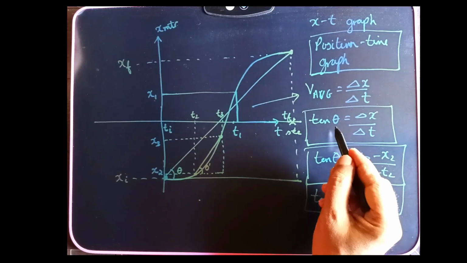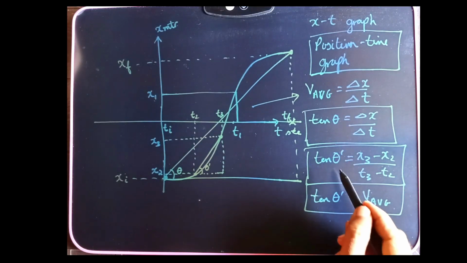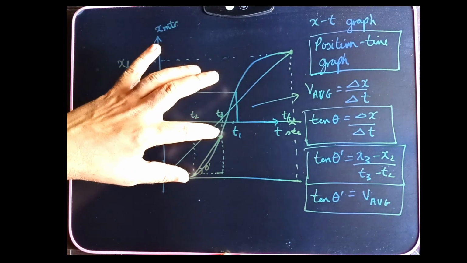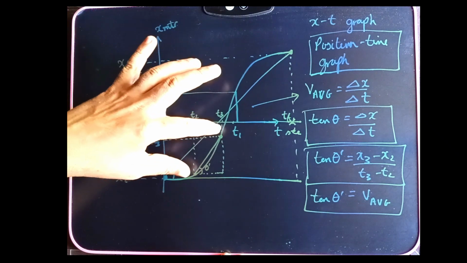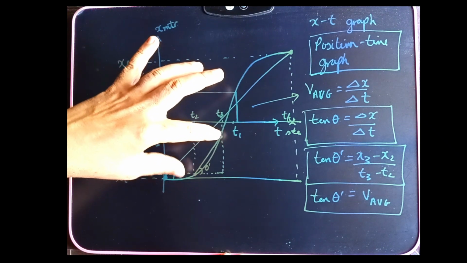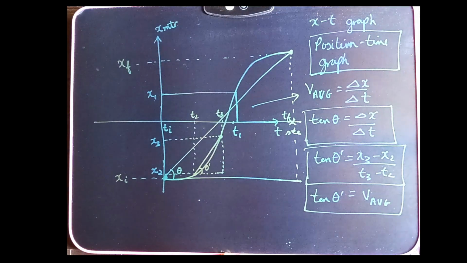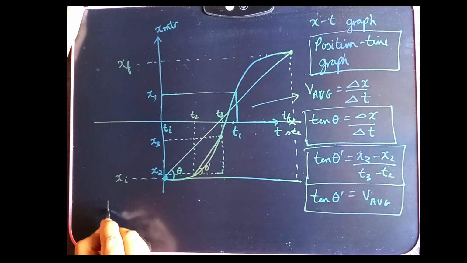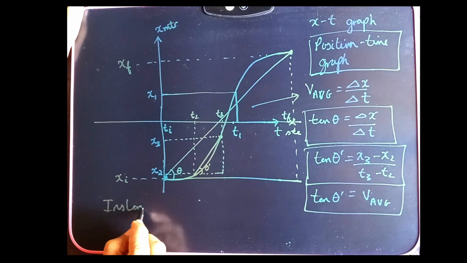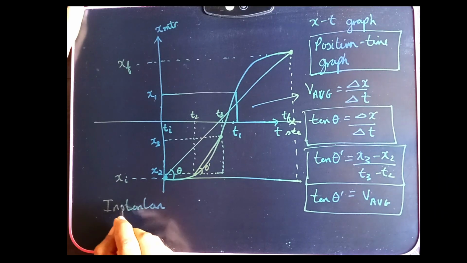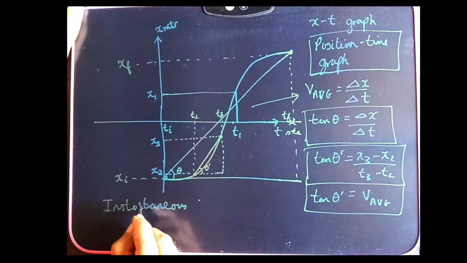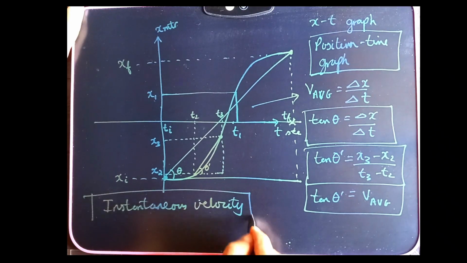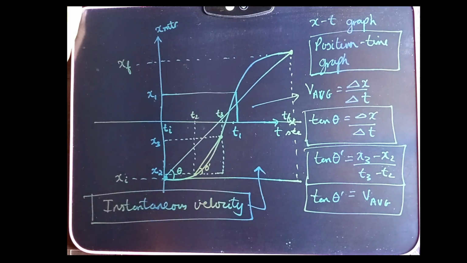As you can see, either theta or theta dash represents the slope of the graph at any two given positions, and those two positions represent those two particular time periods. So what is instantaneous velocity then? Can we find instantaneous velocity from this particular graph? Yes, of course we can.